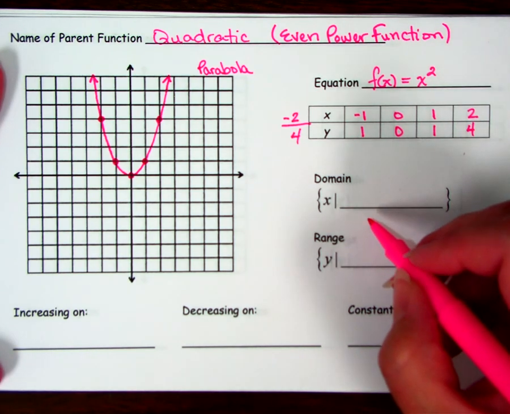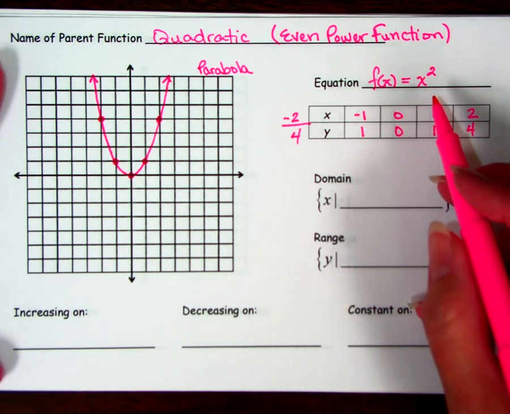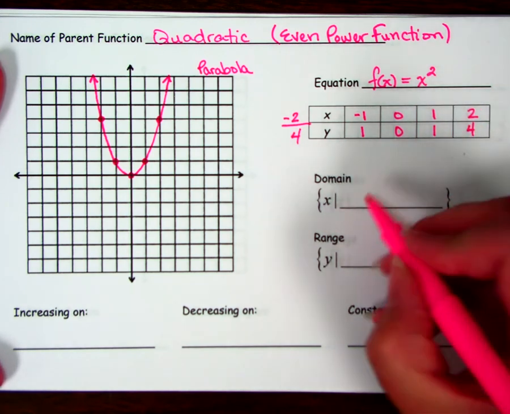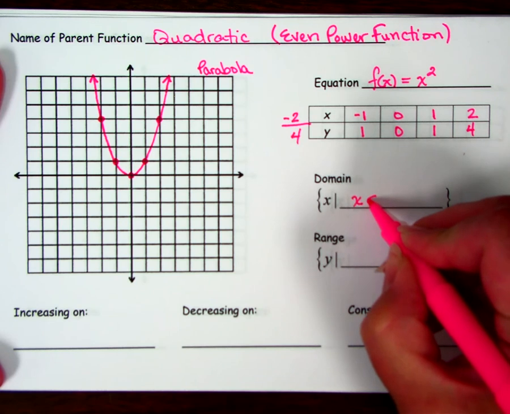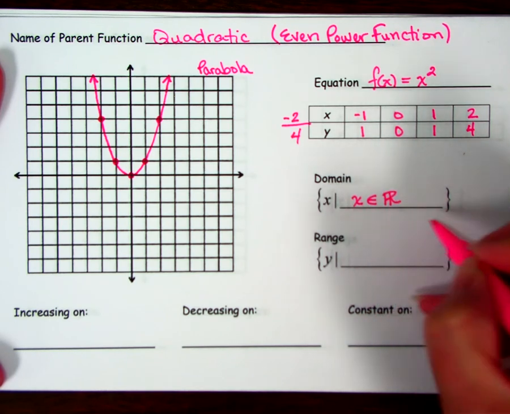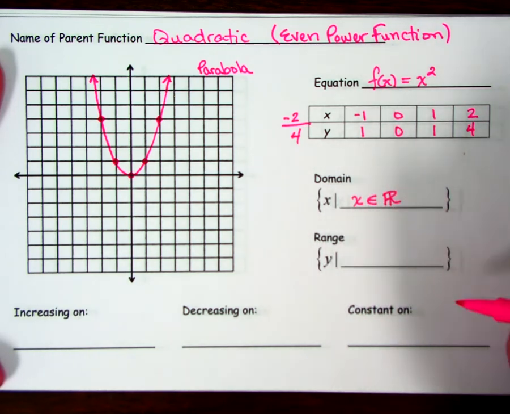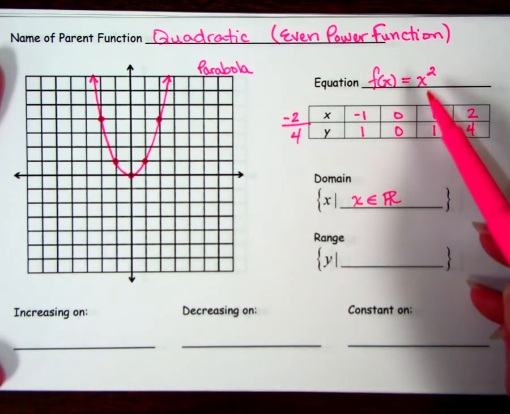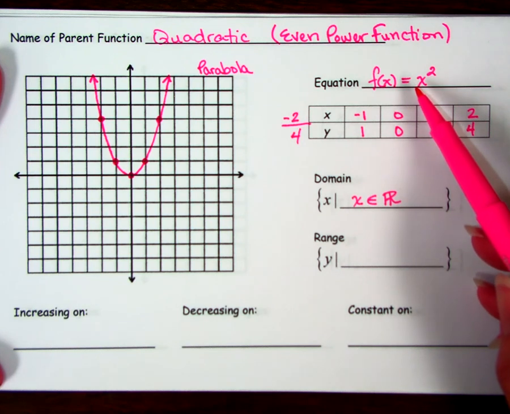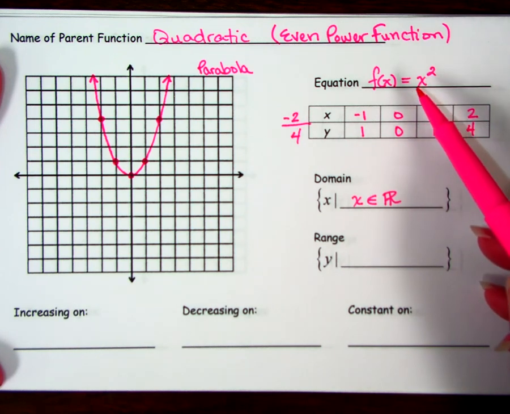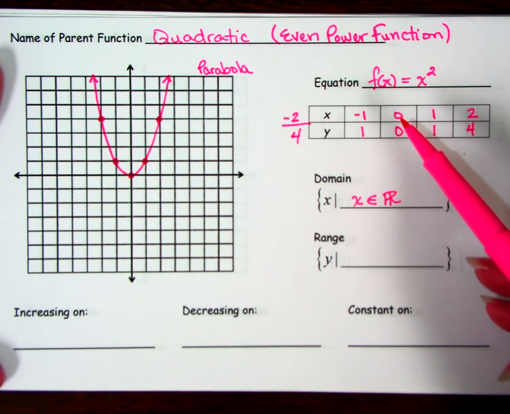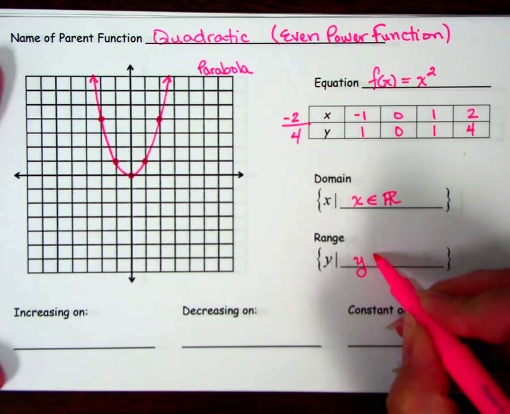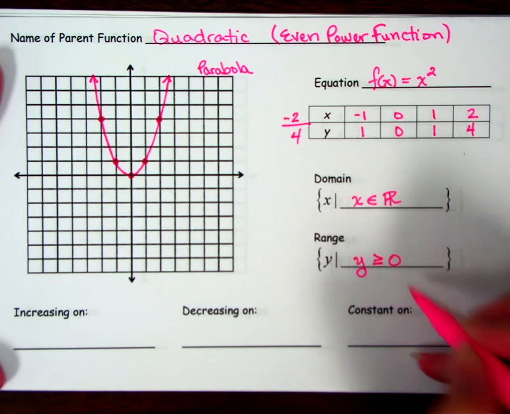Okay, the domain, all the possible x's that I could put into this equation. Since what I'm doing with x is just squaring it, and I can do that with any number, that means the x's are going to be allowed to be any real number. So I'd say x belongs to the set of real numbers. The y's, however, whenever I take a number for x and I put it in and I square it, the smallest it could ever possibly be is 0. Anything else would be positive. So for the range, the y's are actually going to be greater than or equal to 0.